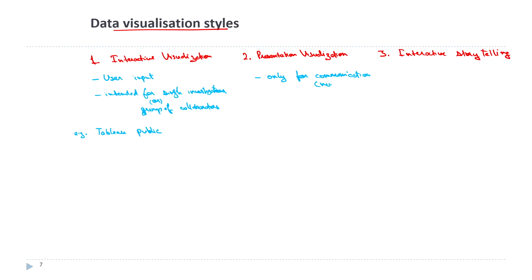So, this is just a communication, that means no user input is there. So, it does not support any user input. So, it is highly polished prior.